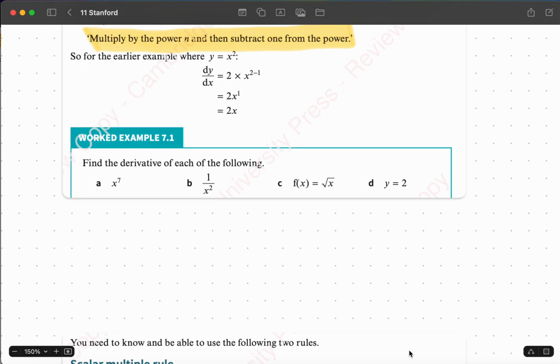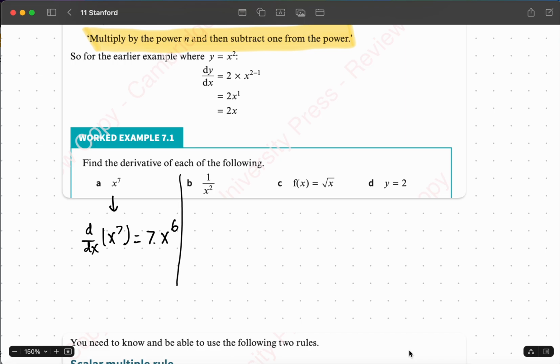Let's do the worked example 7.1 together. Find the derivative of each of the following. The first one is x to the power of 7, so d over dx of x to the power of 7 will be, put down the power, 7 times x, and minus the power by 1, so it will be 6. There it is.